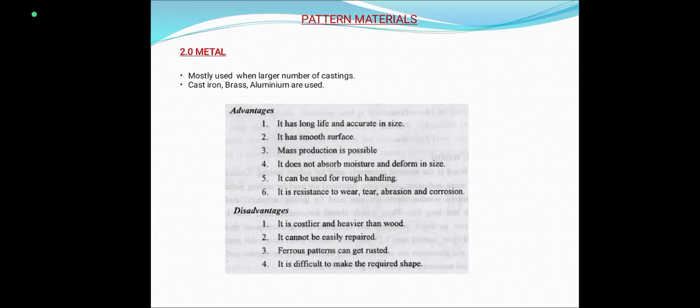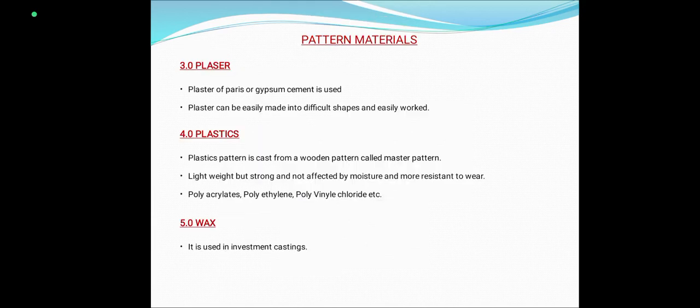Cast iron, brass, aluminum are highly used metal patterns. Advantages, long life, accurate in size, smooth surfaces, mass production is possible. It does not absorb moisture and deform in size. It can be used for rough handling. Disadvantages, it is costlier and heavier than wood. It cannot be easily repaired. Ferrous patterns can be restored.